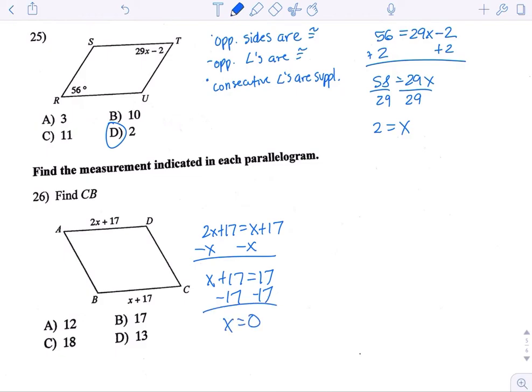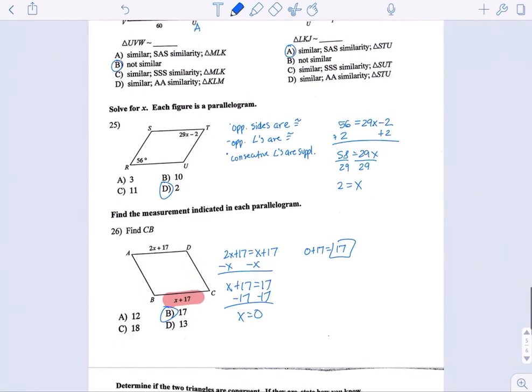So, if x is equal to 0, this is the side length, this one, because we're trying to solve for CB. But if we plug in 0 to there, we're just going to get 0 plus 17, which is simply just 17. So the whole side length of CB is just 17.